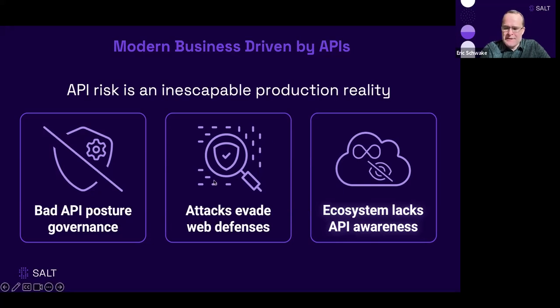So what are some of the ways to improve that API awareness across the organization's entire ecosystem? What are you seeing customers do there?